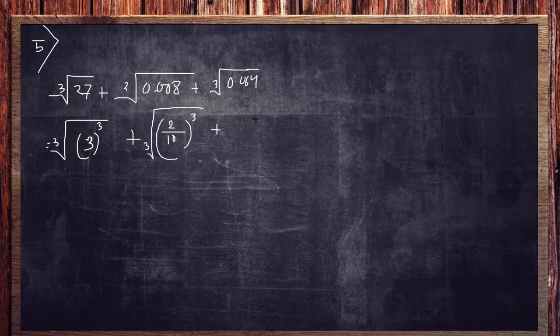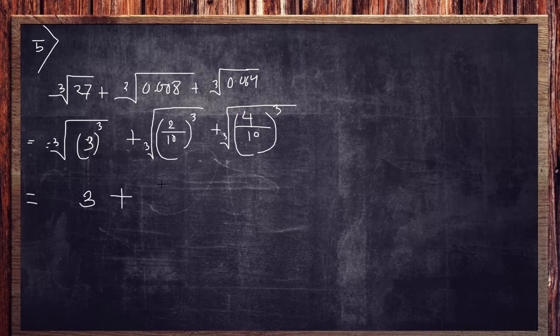Now 64. 64 is what? First of all, we can write it as 64 by 1000. So think of it like that. 64 is a 4 cube. So instead of 64, you can write 4 by 10 whole cube, and that is under cube root. So we already got the perfect cubes and we have to evaluate this.